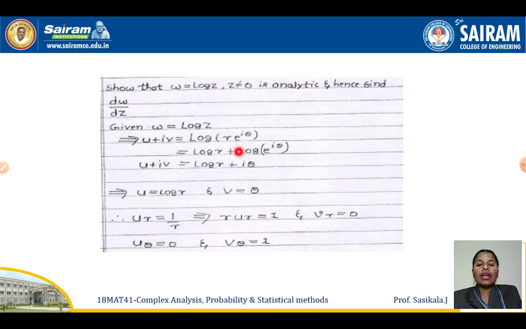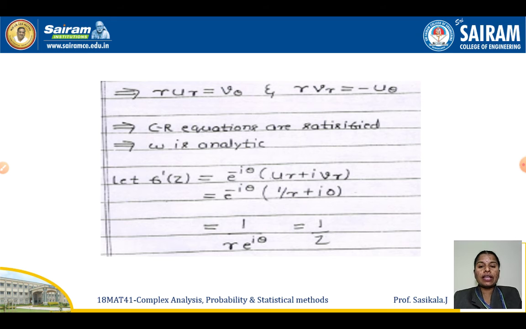So log of r into e power i theta will become log a into b, log a plus log b format. Again log a power m, so m log a, right? So i theta into log e to the base e will be 1. I'll get only log r plus i theta. So u is log r, v is theta. So find here u r, u theta, v r, v theta. So v r will be 0 and v theta will be 1. So now you can see that the CR equation is getting satisfied. So I can tell w is analytic.